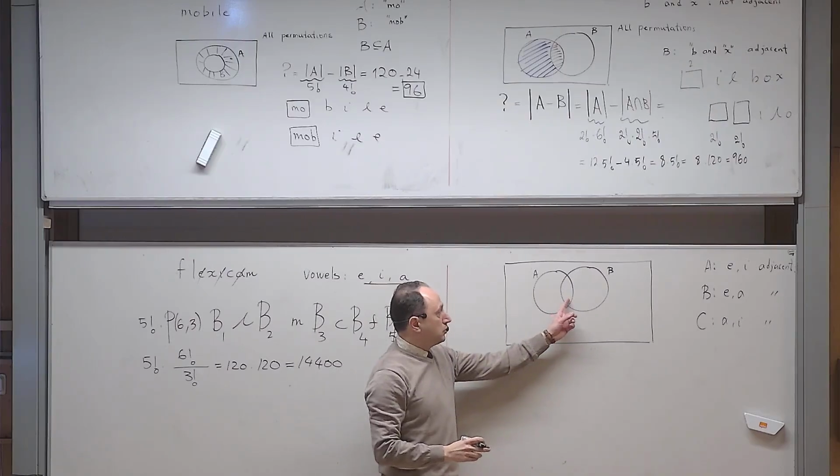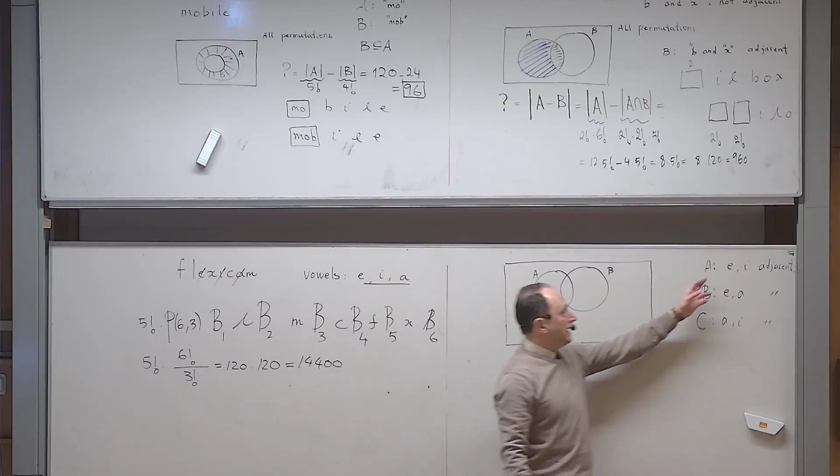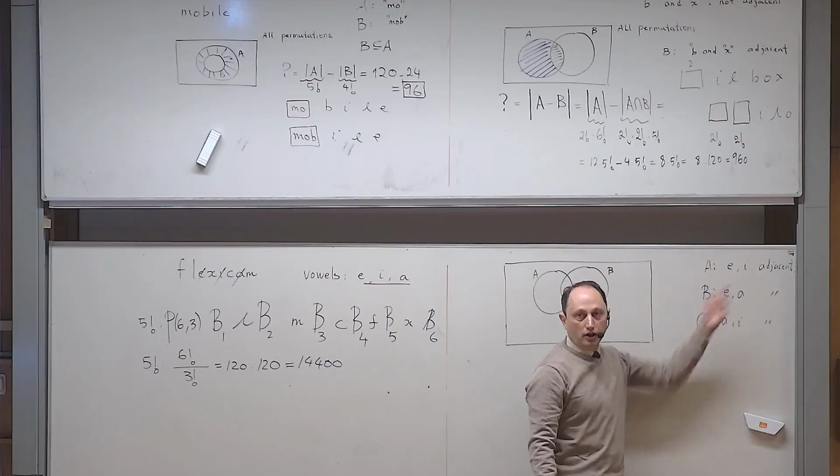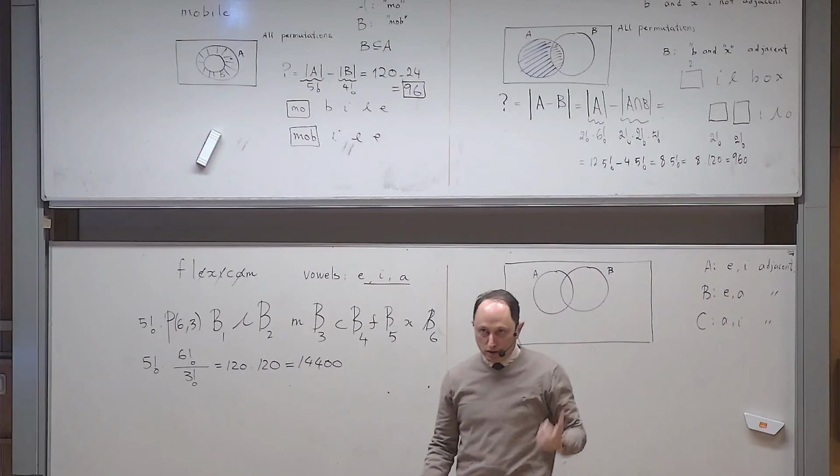What is the meaning of the overlap? It means that not only A and E are adjacent, but A and A are also adjacent. This is possible. For example, if I have A, E, I, some of the items are like that.